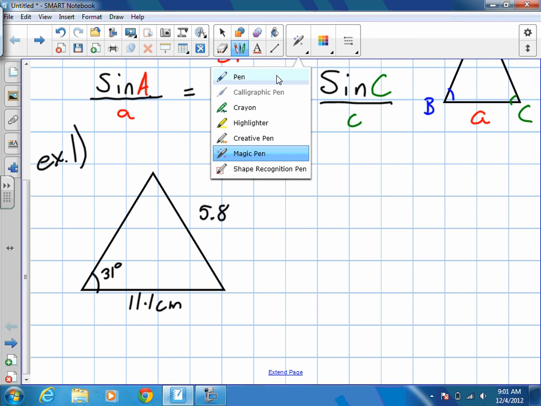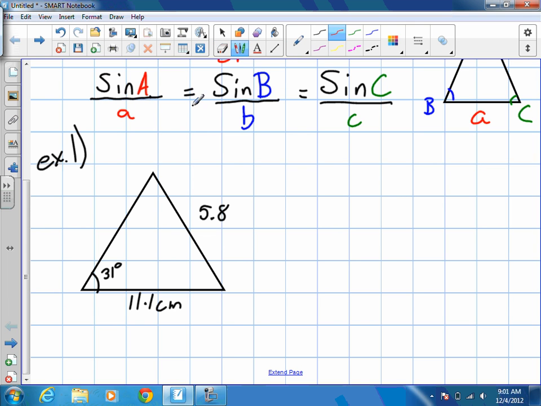Wherever I put angle A, B, and C, it doesn't really matter. Call that angle A. Call this angle B, and this C. The only things that are very important are the sides in reference to them. Okay? So, if this is angle A, what is side A? 11.1. That's right. This has to be side A in order for this to work. This is angle B. What's side B?